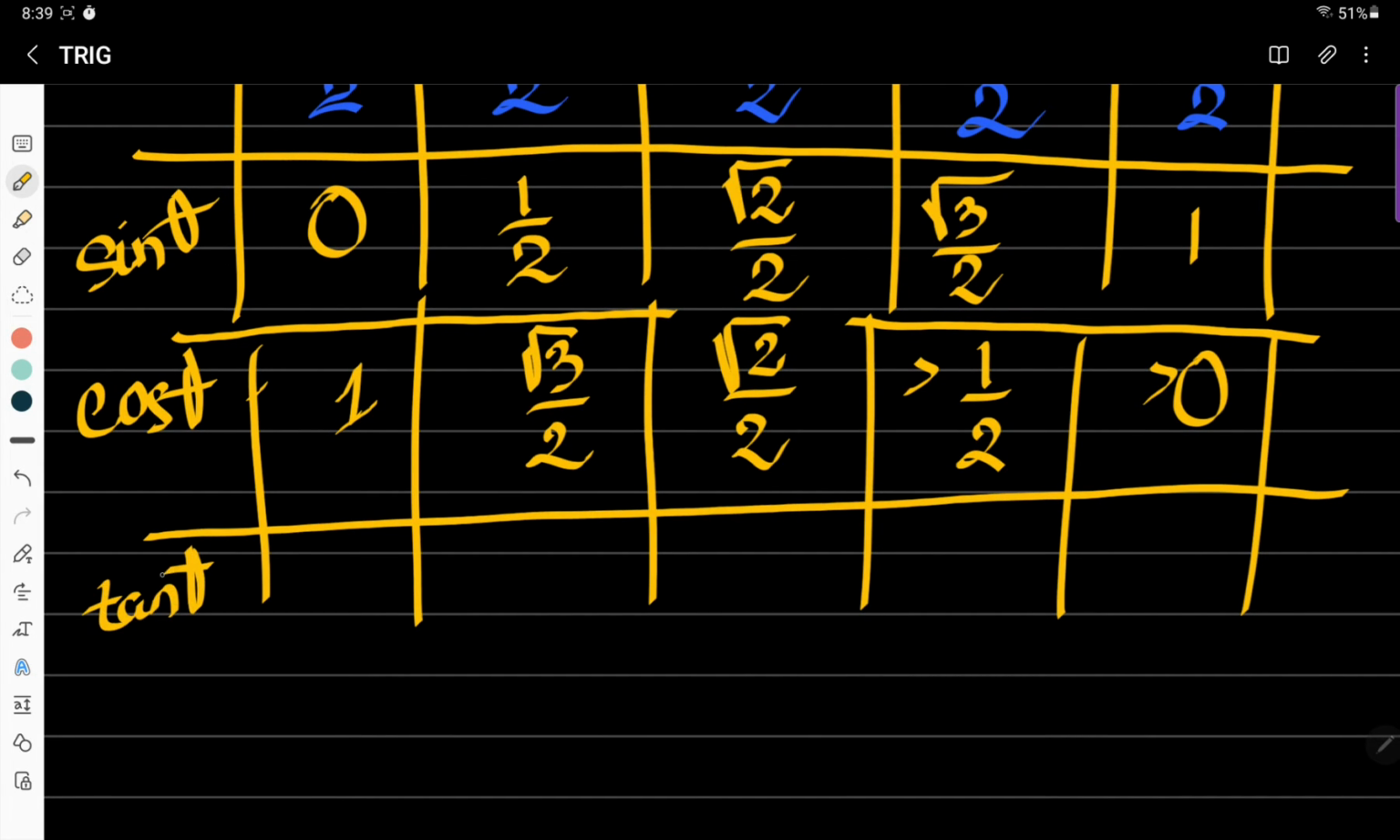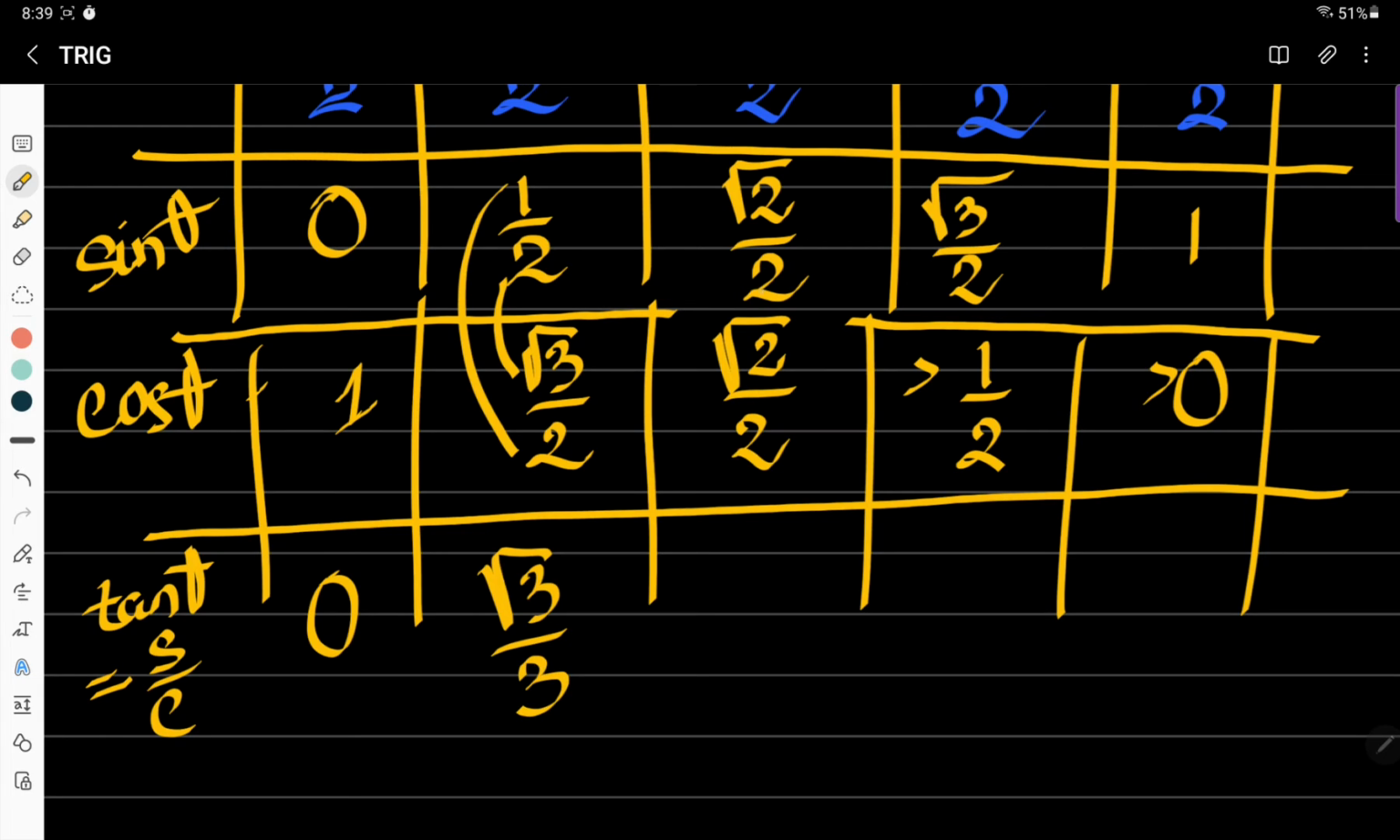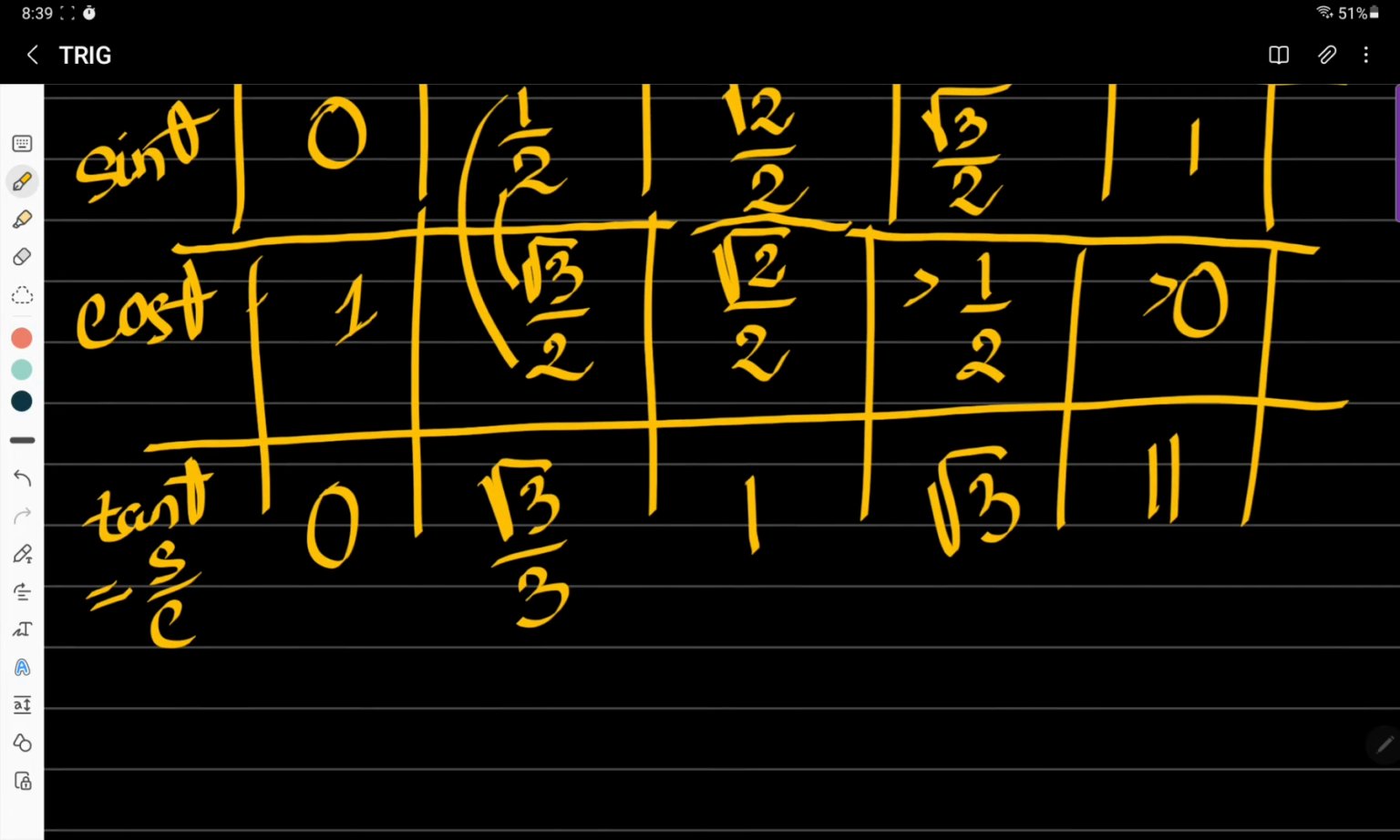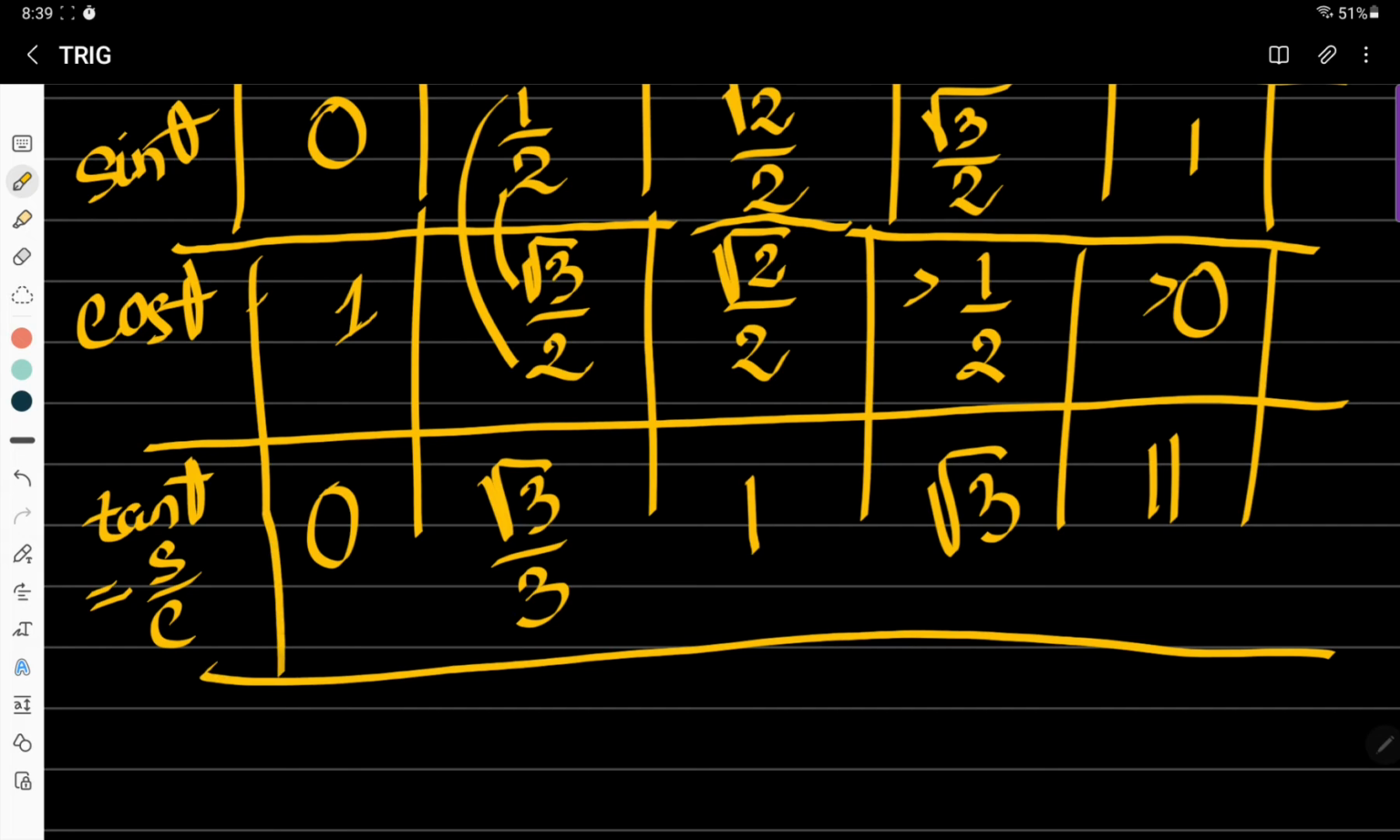To find the tangent, we know that you take sine divided by cosine. So 0 divided by 1 is 0. Then we have root 3 over 3. This one here is the same, so equal 1. This one here becomes root 3. In this case, we have 1 divided by 0, which is undefined. That is the value of tangent.